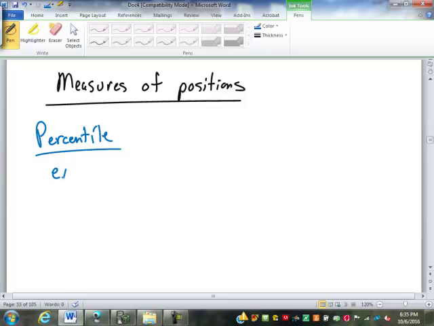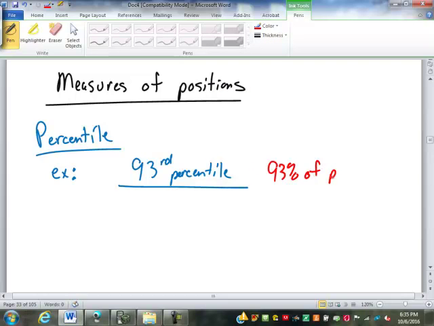Well, for example, let's say you're told that you're in the 93rd percentile. What that is saying is 93% of the population is below that value.